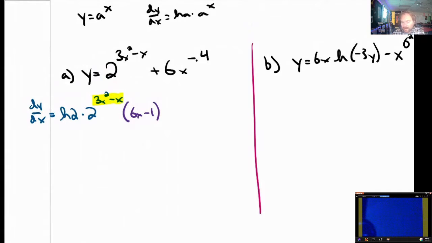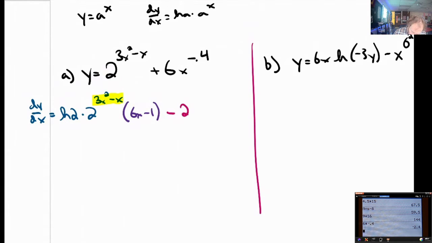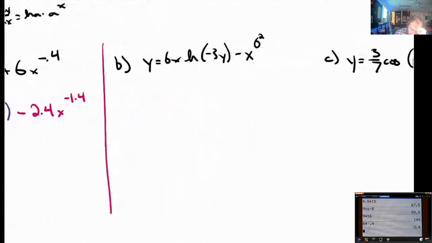The second problem is much easier because it's just a power rule. It does require us to know what 6 times 0.4 is. Negative 2.4. So it's minus 2.4x to the negative 1.4th power. I don't like that at all, but that's what it is. There you go. That's all the parts to this problem. I tried to color code all the different things that are happening there, but that's it. It's one stepper.